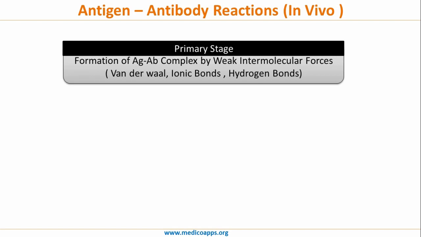In the primary stage, there is a formation of the antigen antibody complex by weak intermolecular forces. These forces are van der Waals forces, ionic bonds and hydrogen bonds. These bonds require the presence of sodium chloride and other electrolytes. So in the absence of electrolytes, this antigen antibody complex formation will not occur. This is an important point to remember.